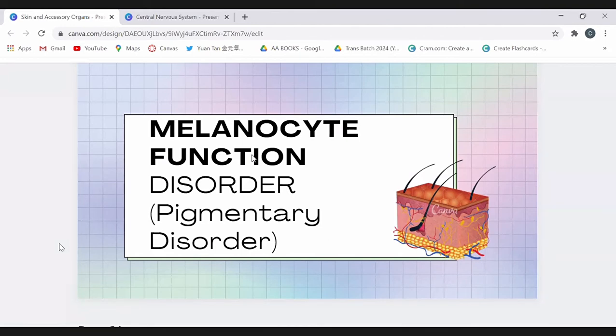Melanocyte function disorder. Ano ba't na-report? Dili, may ambot.